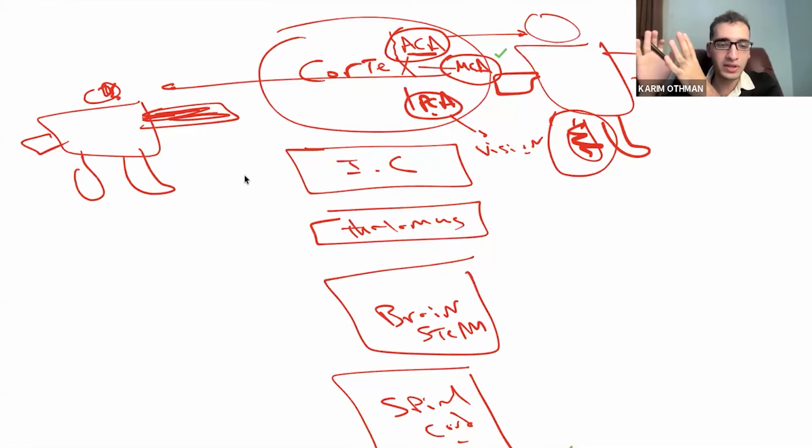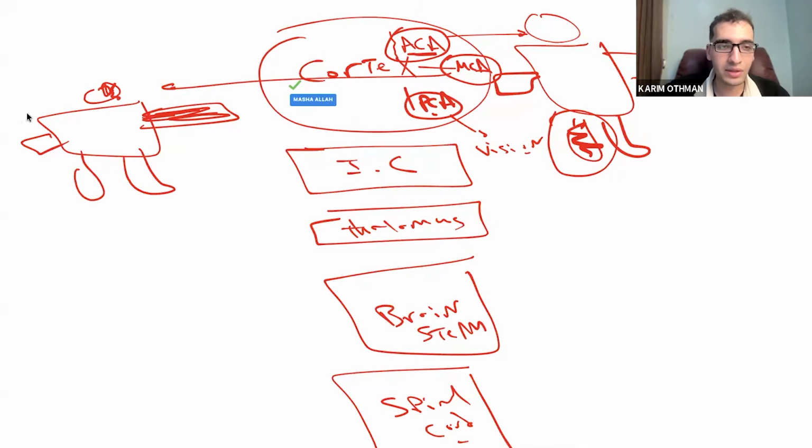The cortex either supplies the legs only, which would be the anterior cerebral artery, or it will supply the arm and the head, which would be the middle cerebral artery. Okay? If you see a person with the whole body affected, then it's never the middle cerebral artery or the anterior cerebral artery. Okay? That's the first part.